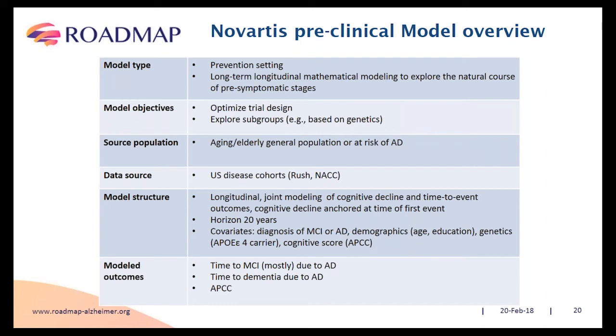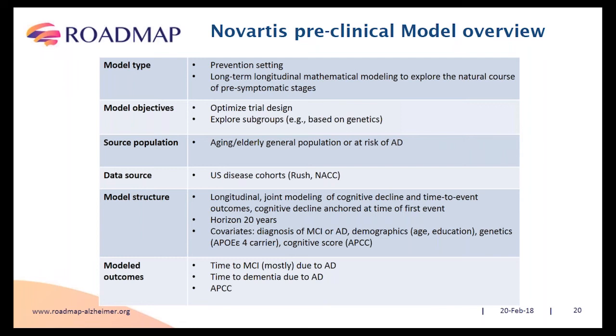So this Novartis preclinical model looked into a longitudinal joint modeling of cognitive decline and time to event outcomes, where cognitive decline is anchored at the time of the first event. And they were considering over 20 years. And covariates included diagnosis of MCI or diagnosis of AD dementia. You can imagine diagnosis of MCI would be first, diagnosis of AD dementia would come subsequent to that, but also including things like demographics, age and education, genetic profile, APOE4 carriers, and cognitive scores.